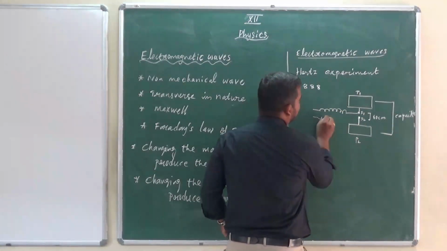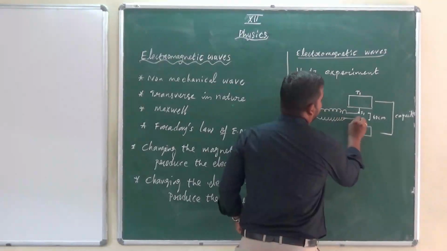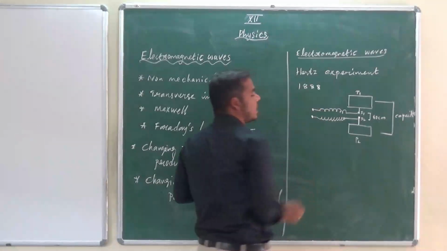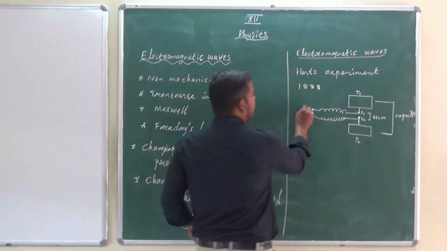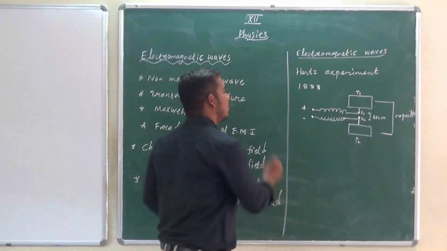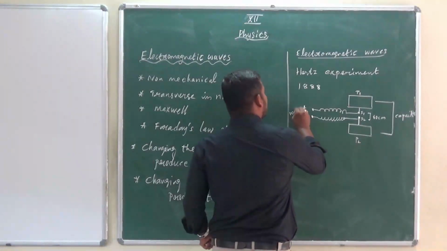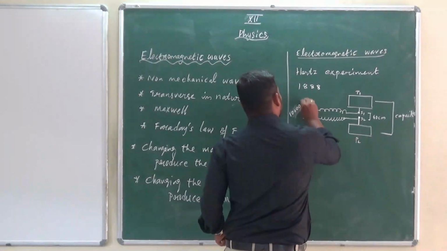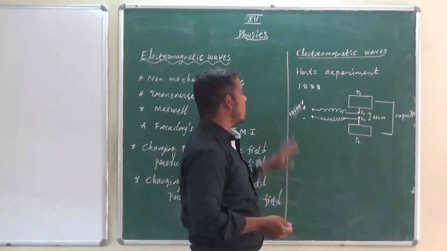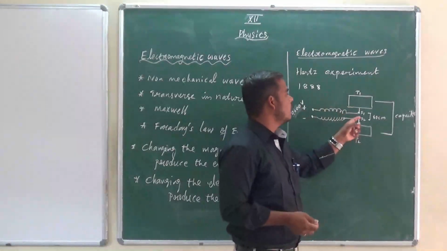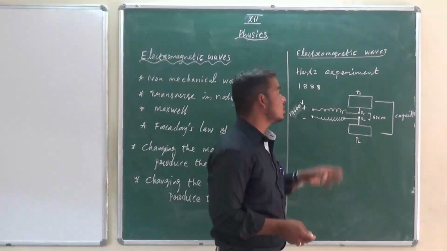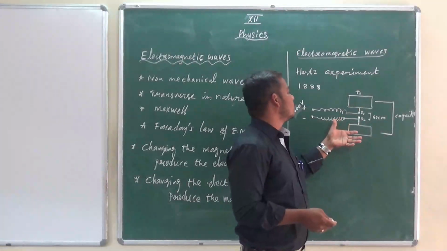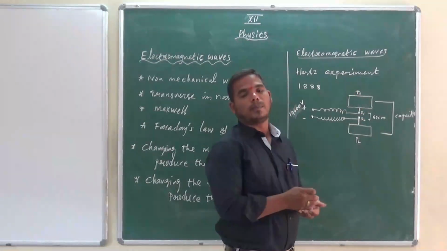When we apply a very high potential difference, positive and negative, to the induction coil, for example 10,000 volts, where do we apply it? To the spheres S1 and S2. What happens? The spheres are connected to the plates, so current flows through the plates.